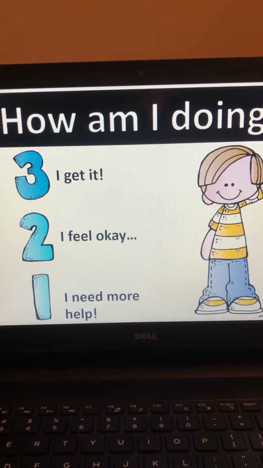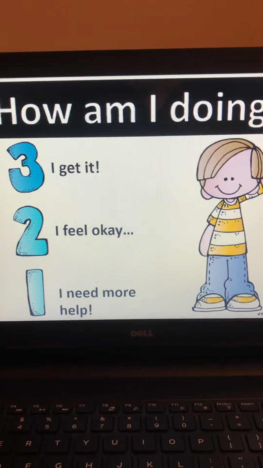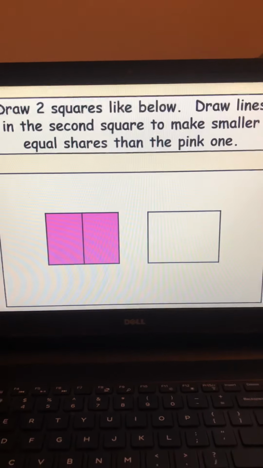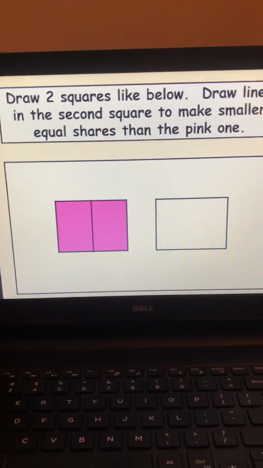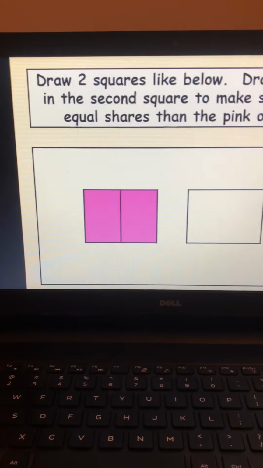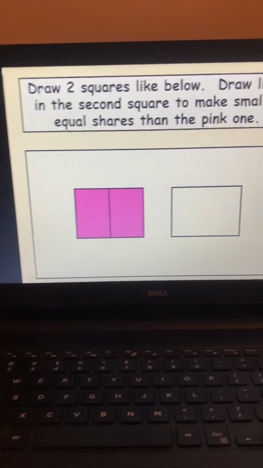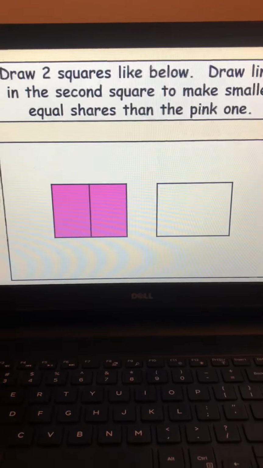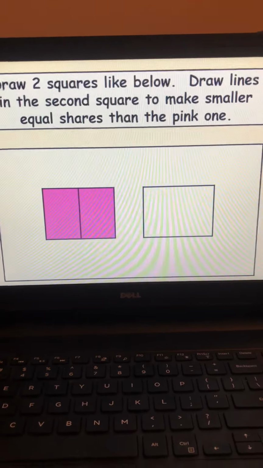How are we feeling? Hopefully you're doing all right with this. Draw two squares like the ones below. All right, let's start with that. I'm gonna go ahead and get my Show Me app. I'd recommend you doing the same thing. You can always pause it if you need a second to get it out. So again, it says draw two squares like the ones below.